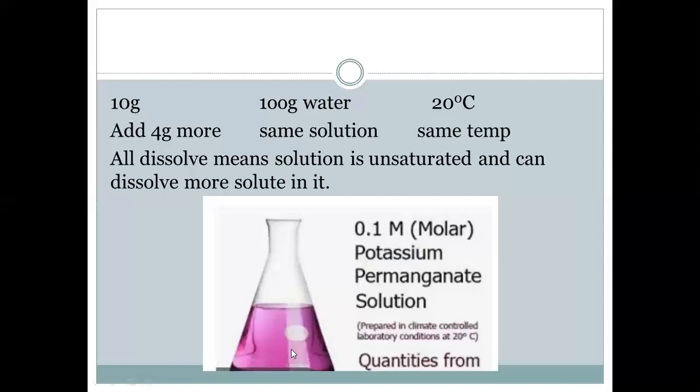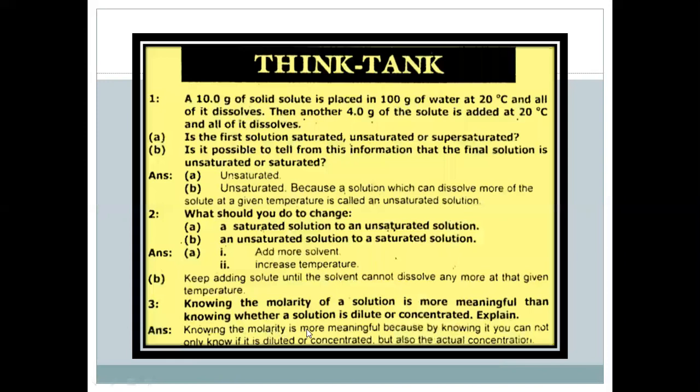If the other, on which it only mentions that it is dilute, we will first find out what is the concentration of that solution and then we will use it. So it is more meaningful to mention the concentration or molarity on it. So knowing the molarity is more meaningful because by knowing it, you can not only know if it is dilute or concentrated, but also the exact molarity you will know.